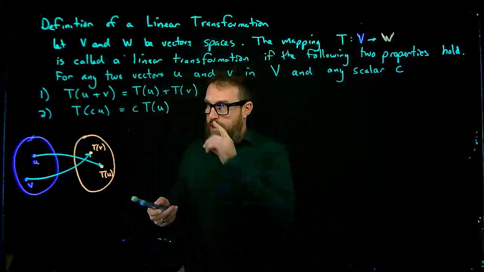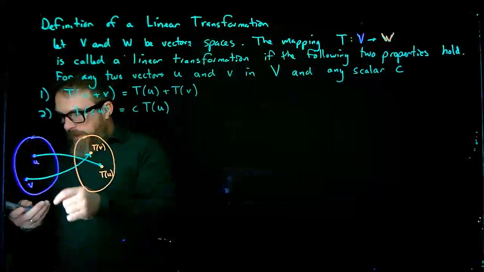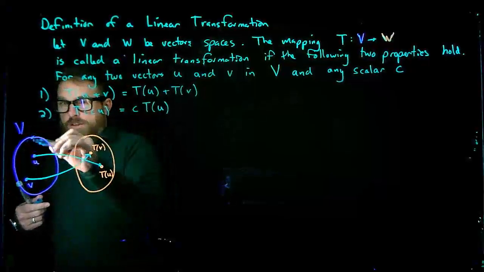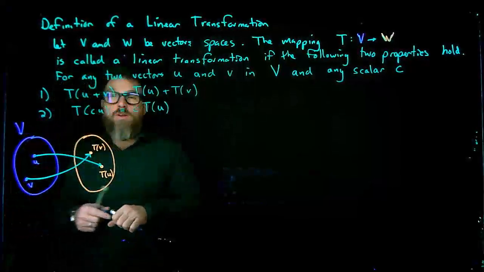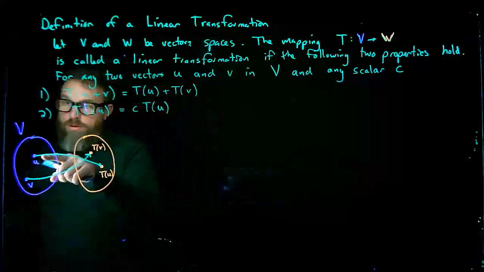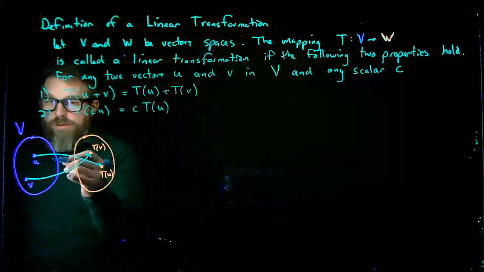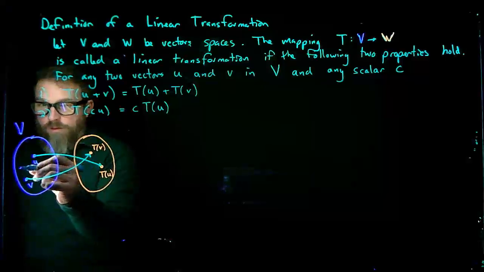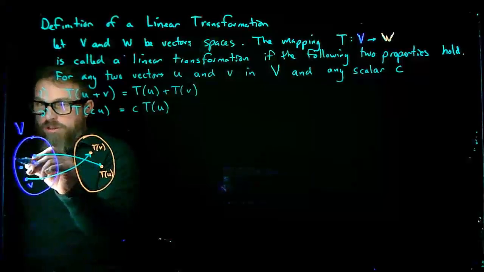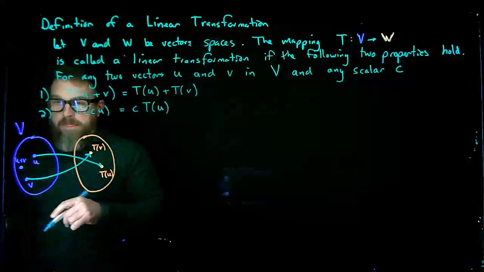All right, since this is a vector space, vector spaces are closed under addition. So what I know is if I have a u and I have a v, I have a u plus v. Let's call it right here because I'm out of space. So this is going to be u plus v.